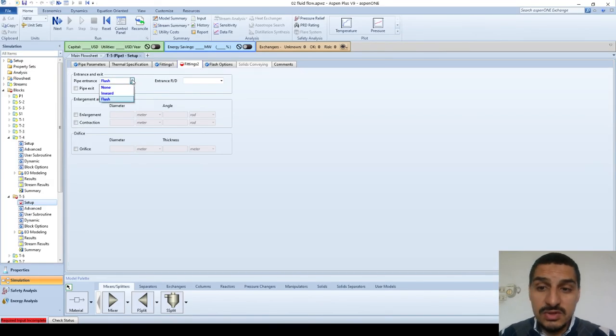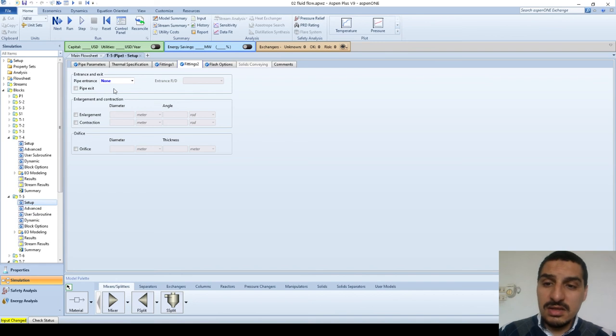So in the flush option, you need to provide the R over D ratio, choosing any value from this list, or keep it inward, and in that case you don't need to provide any more information. And with none, it's not going to consider the entrance flow at all. What we call here pipe exit can account for the pipe exit if I check this box. I'm not going to do that now.